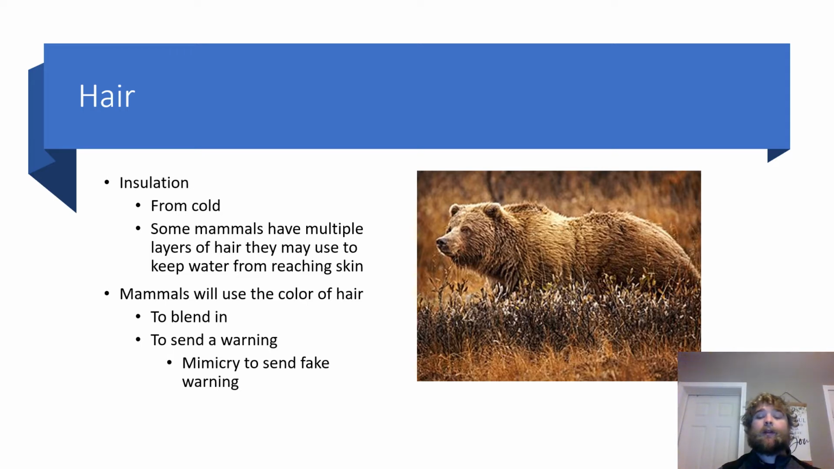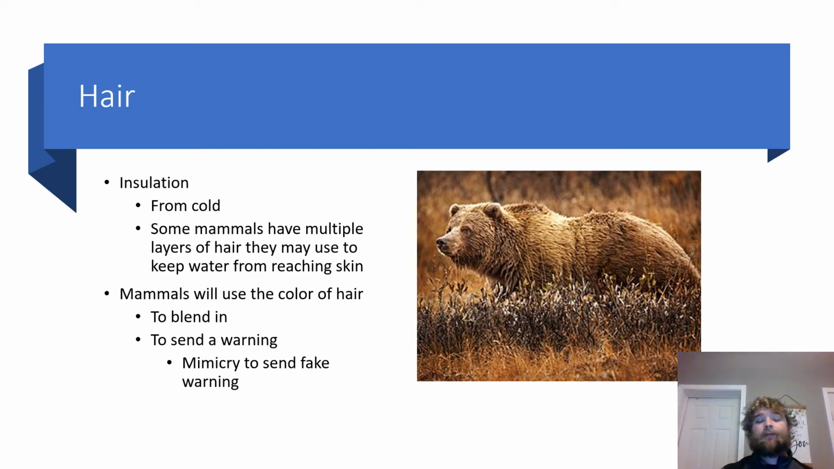So, what advantage does this provide to mammals? The obvious first is insulation from cold, or some mammals even have it where they have multiple layers of hair, and this can help them, like something like an otter, when they're getting in and out of the water in cold environments, it actually can help keep their skin dry.